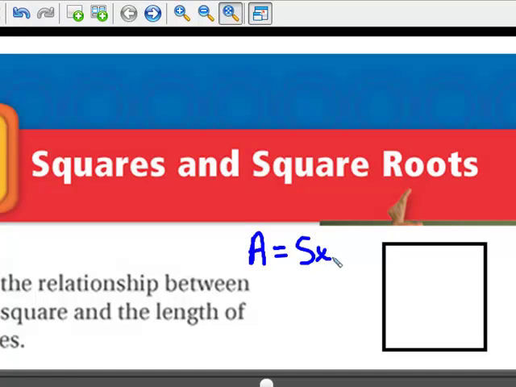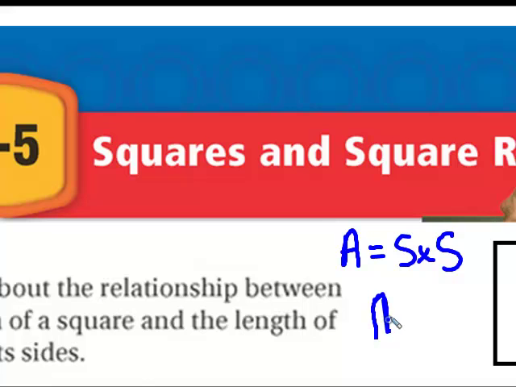is side times side. So, for example, let's say that this square is 36 centimeters squared. So that means it would take 36 little centimeter squares to cover this particular square that I've drawn. If I know that the area is side times side, then I can actually write it as area equals side to the second power, or side squared. Remember, this is to the first power, and then you add the exponents.